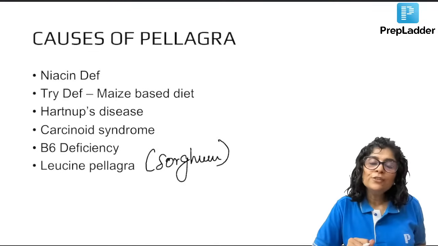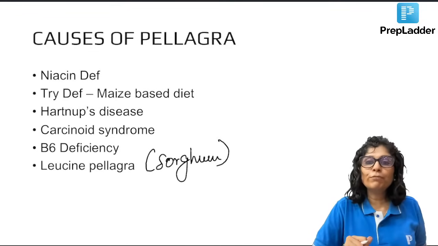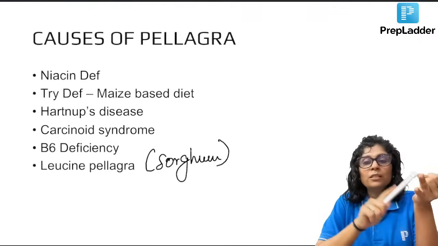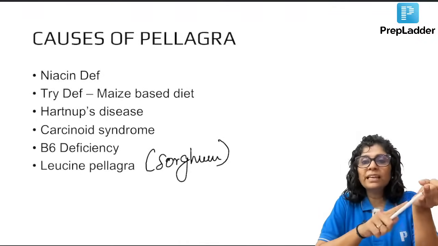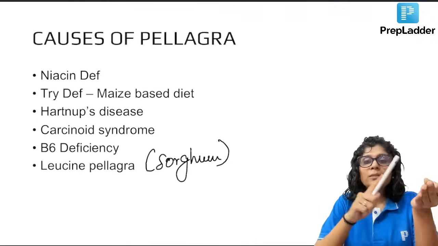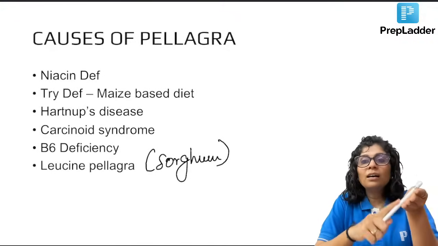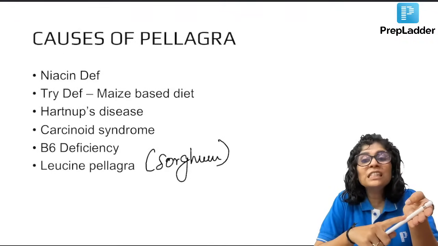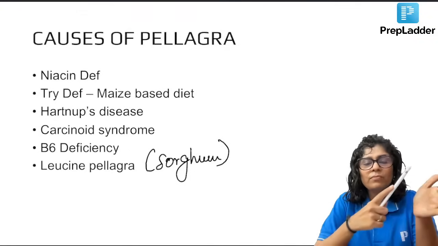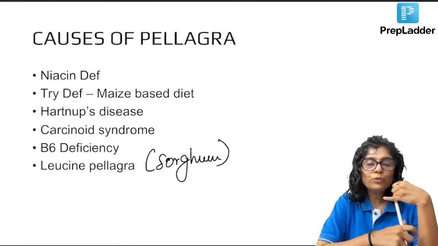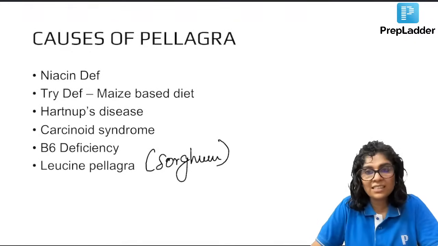Are you clear? So can you tell me quickly the causes of pellagra? Niacin deficiency, which we all know. Tryptophan deficiency, which is maize-based diet. Tryptophan malabsorption or Hartnup's disease. Carcinoid syndrome when it is used for serotonin synthesis. B6 deficiency, and then leucine pellagra, which is sorghum-based diet.